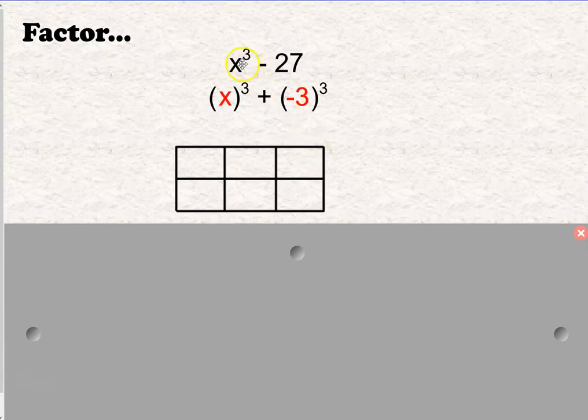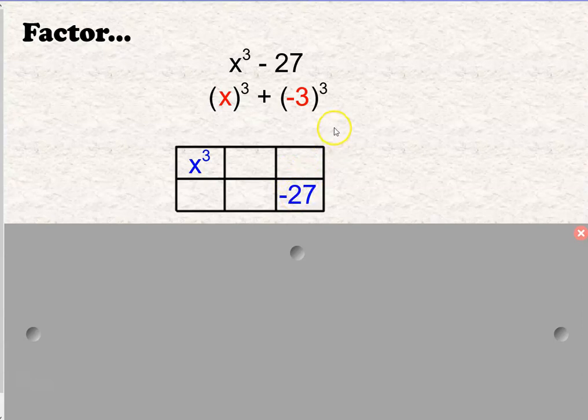So remember, the original polynomial was x cubed and a negative 27. So in the upper left-hand corner, I'm going to put in x cubed. That's my biggest power of x. And in the bottom right-hand corner, I'm going to put that negative 27.